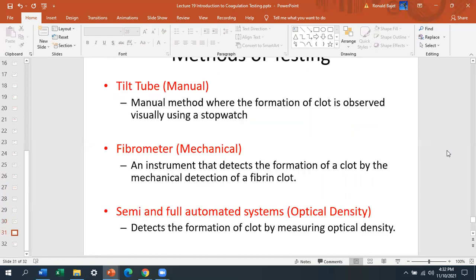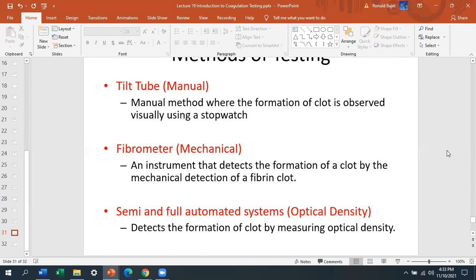Other methods: I did use the tilt tube method. It's a very primitive test. I worked in a laboratory that didn't have any instruments. It's a manual method where you add the reagent and time the formation of a clot. Normally you have a machine doing that, but in the manual method, instead of having the machine count it, you check the tube periodically and visually look for the formation of a clot with a stopwatch. That's the tilt tube method.